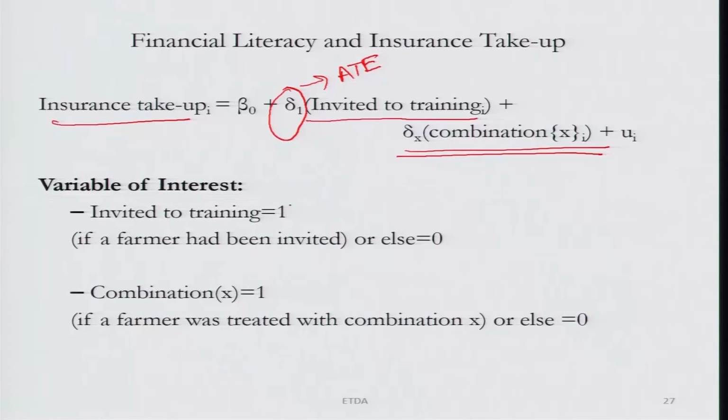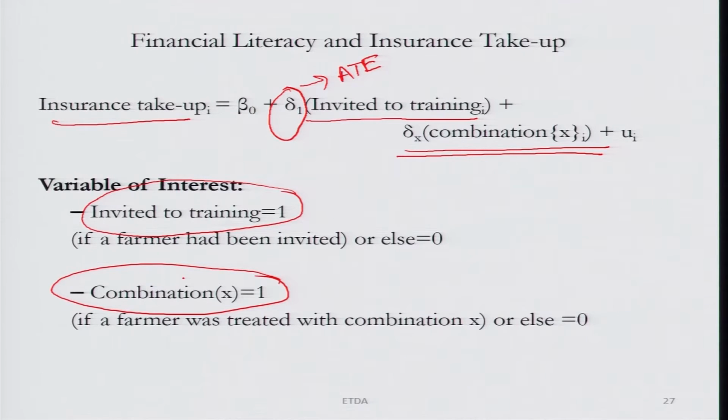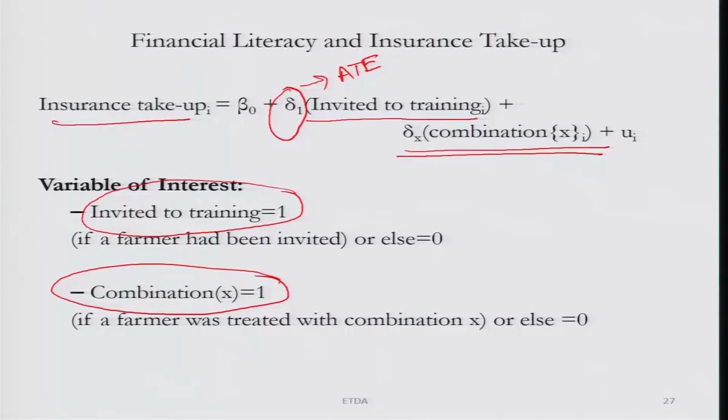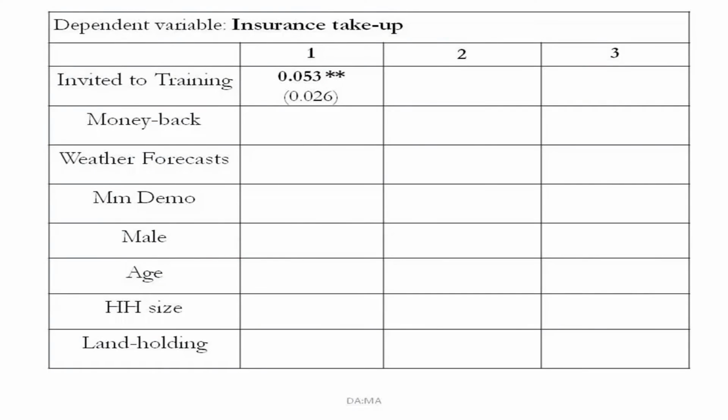Right. So, the variable of interest is invited to training, which takes a value 1 if the farmer was invited to training, and takes a value 0 if the farmer was not invited to training, but belonged to the control group. And the combination x again is a dummy variable equal to 1 if the farmer was treated with that combination x. So, for instance, suppose combination x is a weather forecast, then if the farmer was given a weather forecast, then he belongs to the treatment group and the value is 1. If he was not given weather forecast, then the value is equal to 0, and so on and so forth for all the different Xi's.